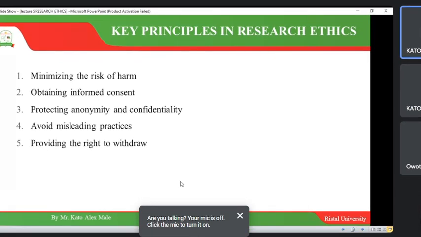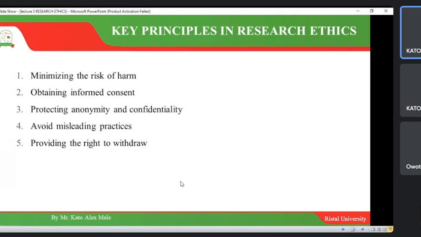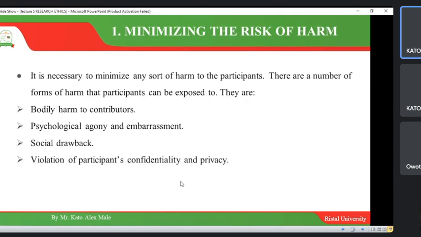Obtaining consent, avoiding misleading practices, and providing the right to withdraw. These principles, don't worry, they are given in detail in the next slide. So, the first key principle governing research ethics is minimizing the risk of harm. It is necessary to minimize any sort of harm to your participants. Do not harm your participants. Even if you're going to collect blood, you're going to perform this research on blood samples, do not harm your participants. Ensure that they are not going to face any harm. And in case there is some risk, find ways of mitigating that risk.